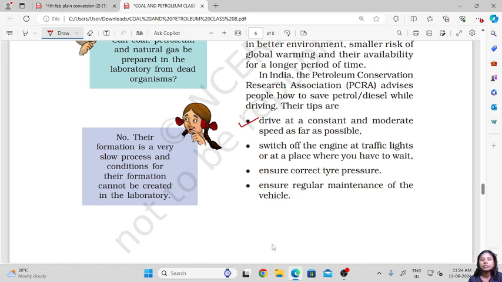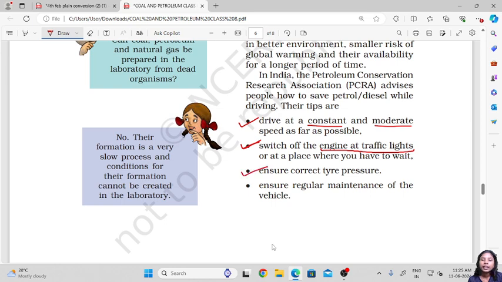So when we drive, it is necessary to drive at a constant and moderate speed. Don't go very fast. That makes the fuel run more, and we are wasting a lot of fuel in that process. Then switch off the engine at traffic lights or at a place where you have to wait. When we are waiting, especially at traffic signals, we see people just keep their vehicles on. That makes the fuel run even more. So it is advised to switch off the engines at the traffic signals or any places where we have to wait for a longer duration.